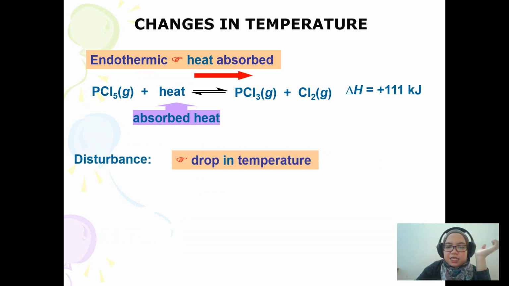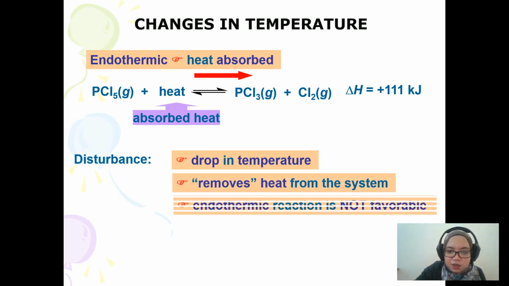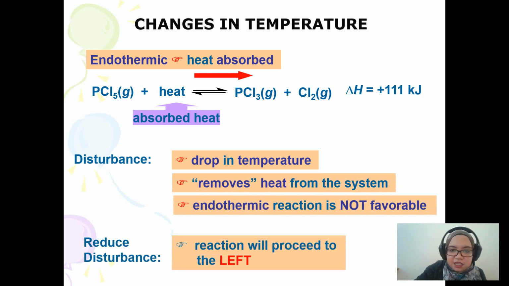Okay. How about when we decrease the temperature? So, bila kita decrease the temperature, sistem akan cari jalan untuk increase balik temperature. Macam mana? Sistem will shift the reaction to the left. Ni salah ni. To the left, okay? Maksudnya sebab supaya bila produk ni react, dia akan release more heat. So, bila dia akan release more heat, temperature of the system akan increase. So, that is why the reaction will proceed to the left. Okay. So, dekat sini, endothermic reaction is not favorable lah kan sebab dia release heat, betul tak?